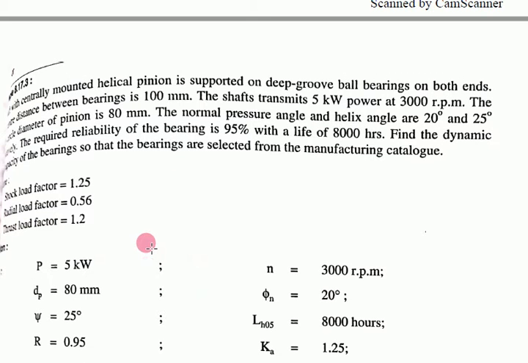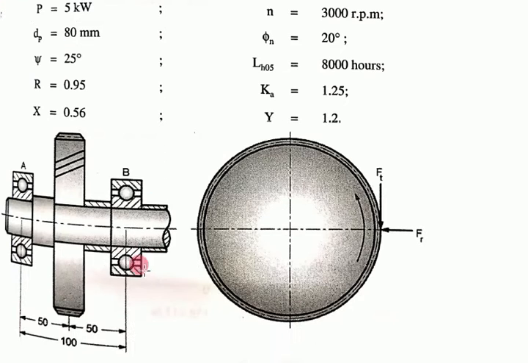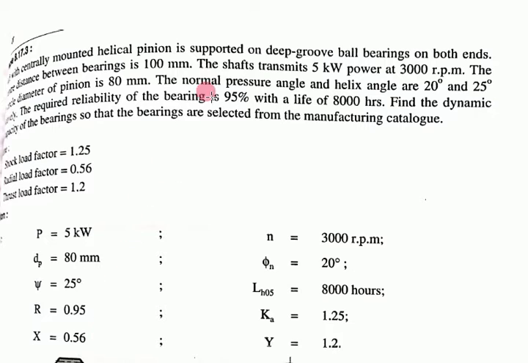Now next is the center distance. The center distance between the bearings is 100 mm. So here you can see the center distance between bearings is 100 mm. Then the shaft transmits 5 kilowatt power at 3000 rpm. So simultaneously we also see the given data, 5 kilowatt, 3000 rpm, and the diameter of the pinion is 80. So here the pitch circle diameter is 80 mm.